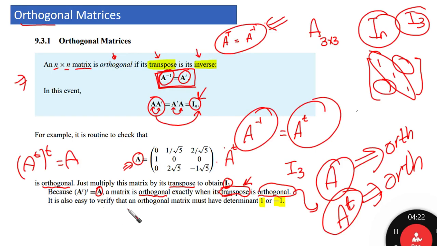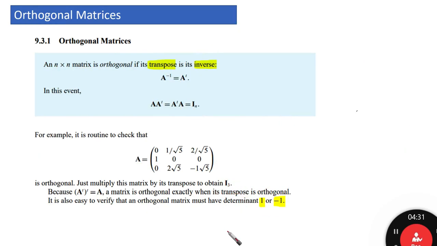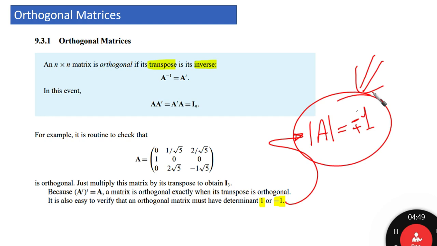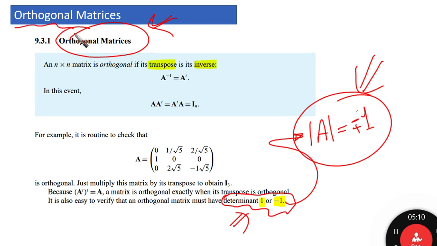It is also easy to verify that an orthogonal matrix must have determinant 1 or minus 1. Let's clean here the things. So the determinant of the orthogonal matrix is going to equal 1 or minus 1. This is another property for the orthogonal matrix. This is going to greatly simplify all the calculation for many cases, right? So the orthogonal matrix is a really important property, a special case that is going to play a good role if there are some matrix operations that need calculation of the determinant.